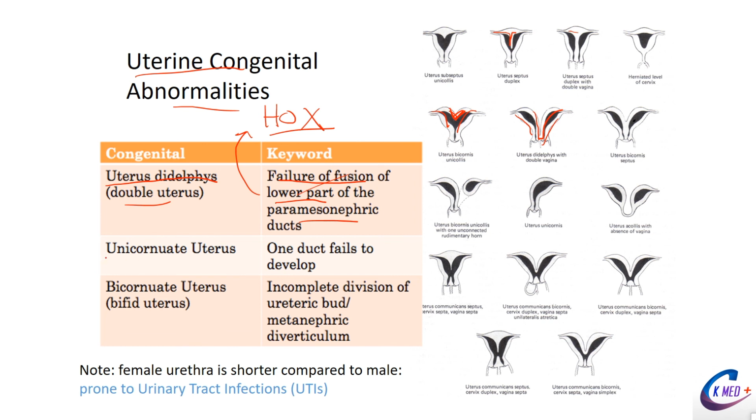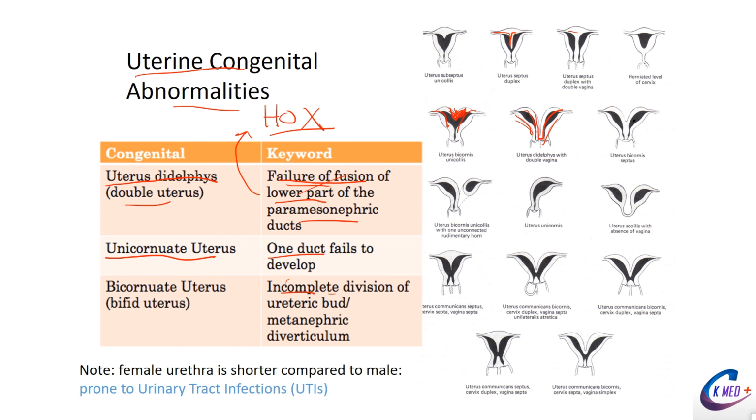Unicornate means we only have one half of the uterus there. Obviously, that means one paramesonephric duct failed to develop. If we have a bicornate uterus, then this is just incomplete fusion. So failure of fusion means that we have two uteri, which is didelphys, and if we just have two lobes with this kind of septum, that's just incomplete fusion of the paramesonephric duct.